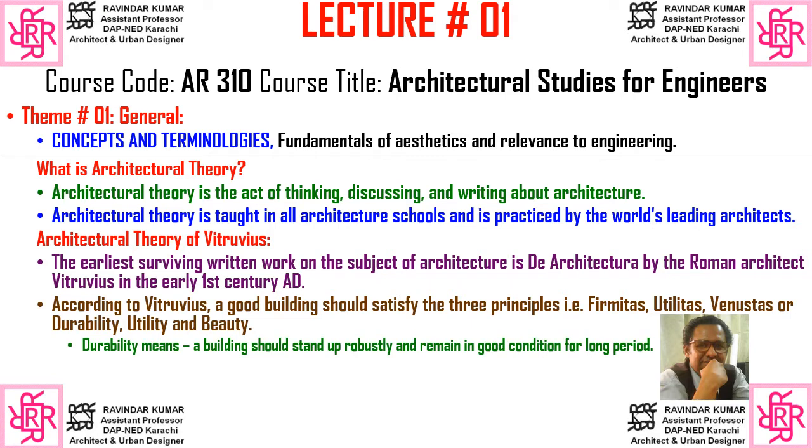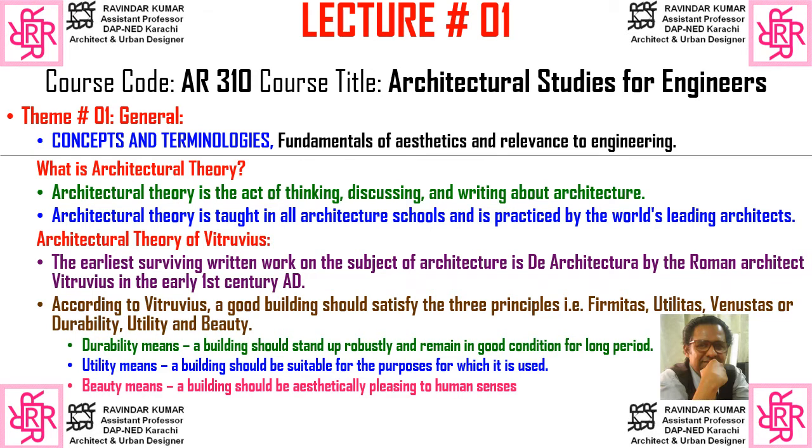By durability, Vitruvius means a building should stand up robustly and remain in good condition for a longer period of time. Whereas utility means a building should be suitable for the purposes for which it is used. And beauty means a building should be aesthetically pleasing to the human senses. So if a building has all these three qualities, that building will be said as architecture, or any structure which has this durability, utility and beauty, we can say it is an architecture. That's the difference between a building and architecture.